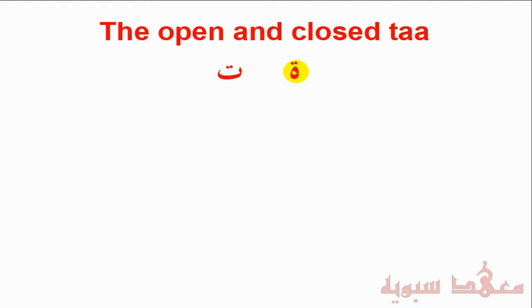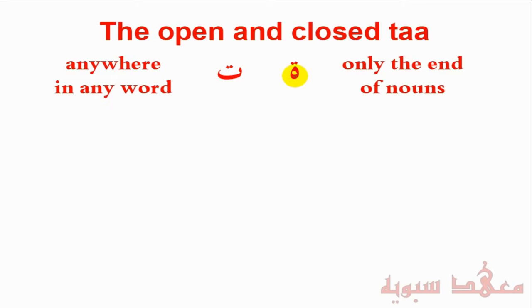The first one is in which words they are found. So the open tat is used anywhere, meaning in any position of the word, and in any word. So either in the noun, or a verb, or a particle. So it's not restricted to any type of word in the Arabic language. While the tat marbota, the closed tat, only occurs at the end of a word and only in nouns. So let's look at some examples of this, inshallah.